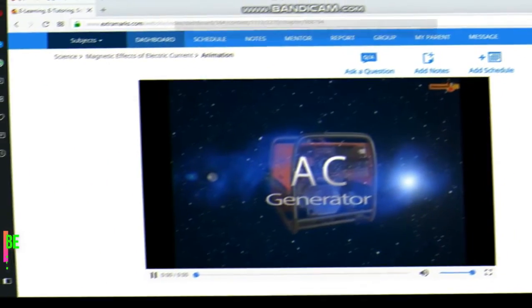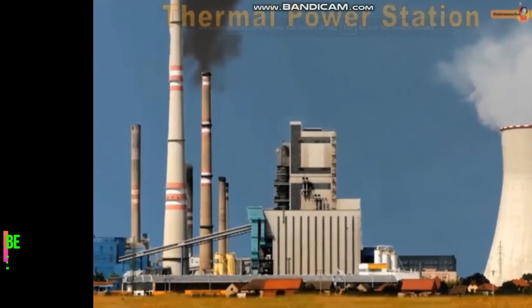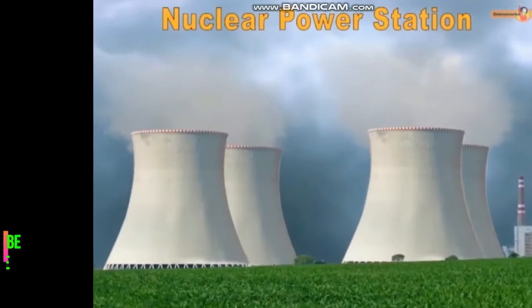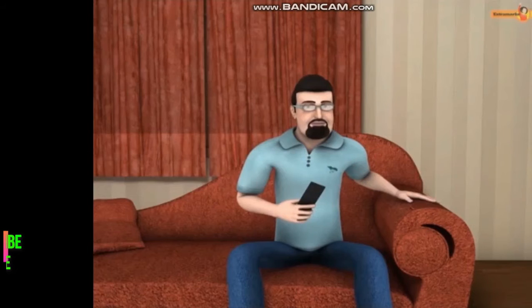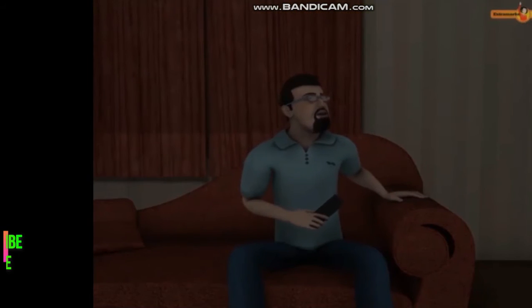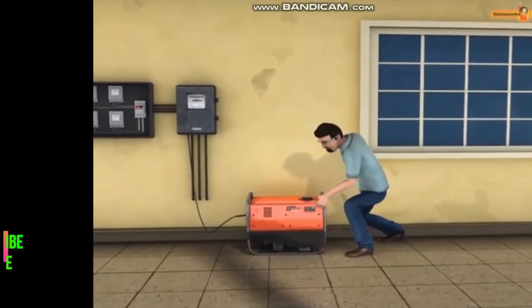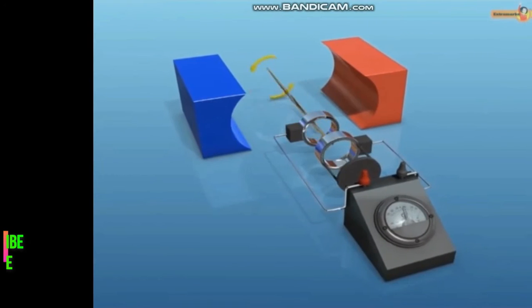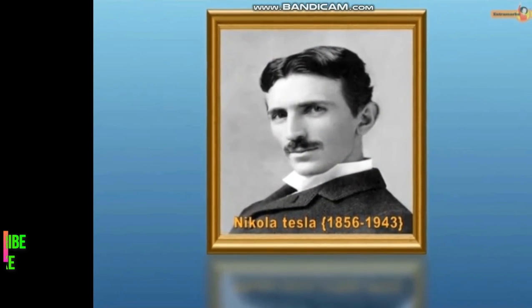AC generator. An AC generator is used to generate electricity at thermal power stations, nuclear power stations, hydroelectric power stations, and even at homes during power outages. Let us see how an AC generator produces electricity. An AC generator basically converts mechanical energy into electrical energy. It was designed by the famous physicist Nikola Tesla.